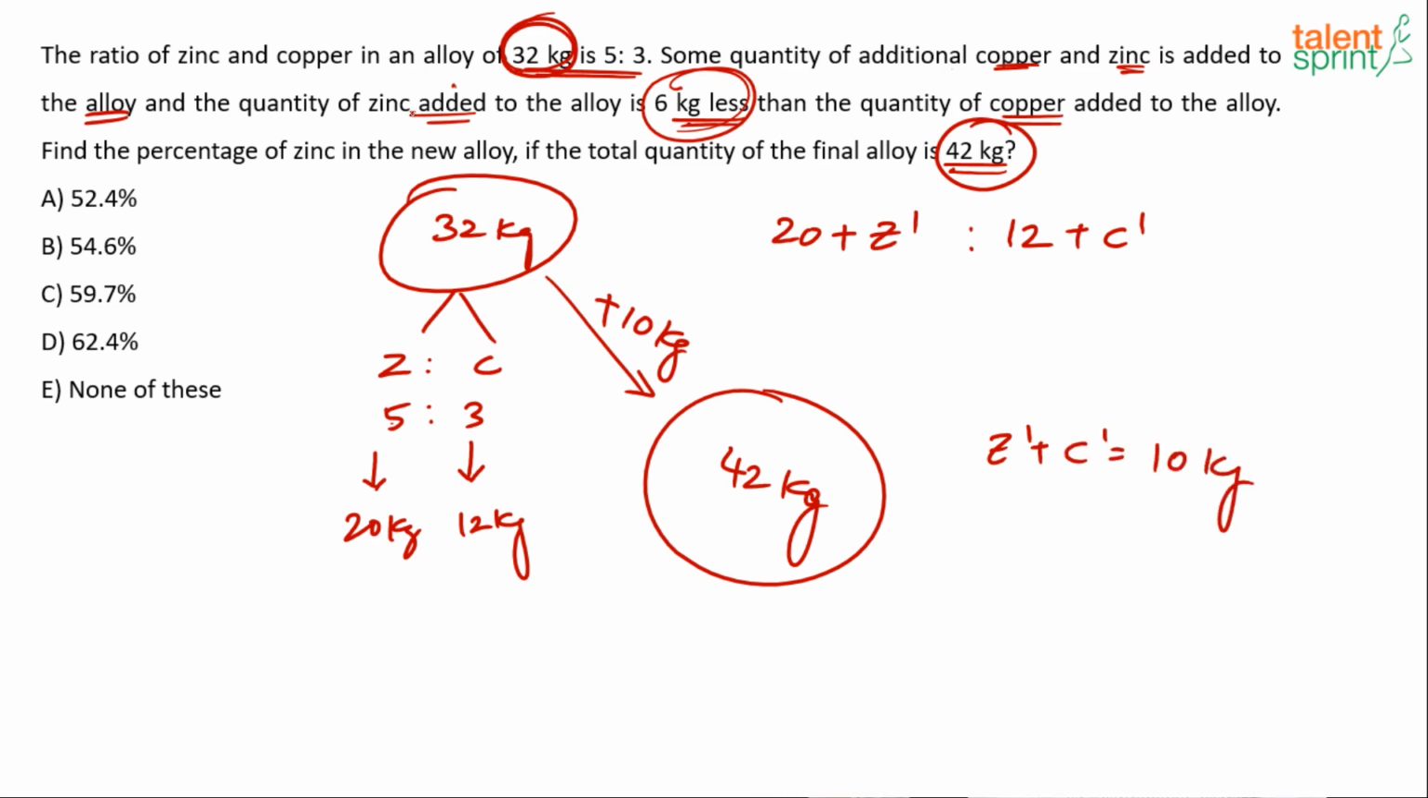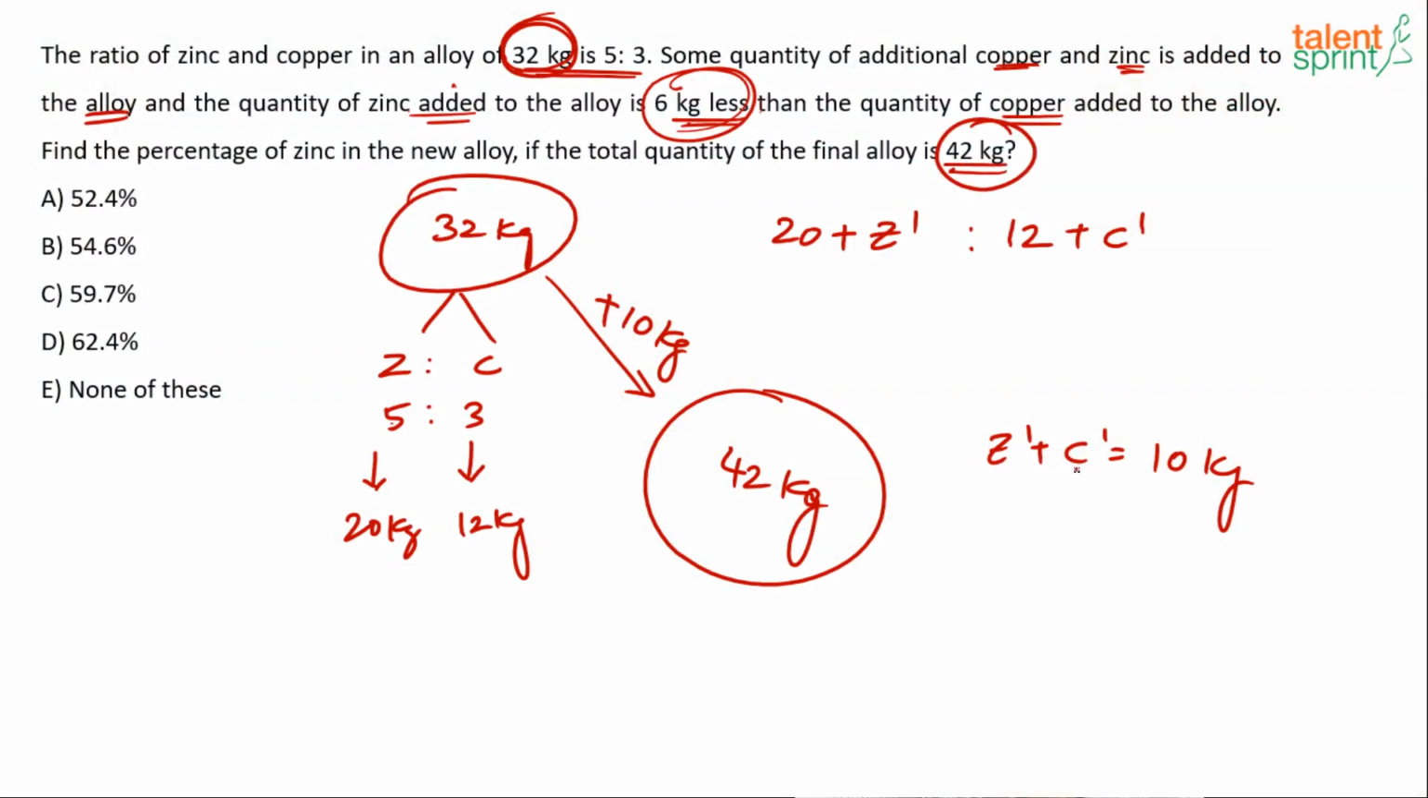And I also know that the zinc is 6 kg less than copper. Now this is a very, very common equation that you may come across. Total of two values is 10, and also one of those values is 6 less than the other value. How do you solve these equations? I can write equations. I can say Z dash plus C dash equal to 10. Then I can say Z dash is equal to C dash minus 6. So solve these equations now.